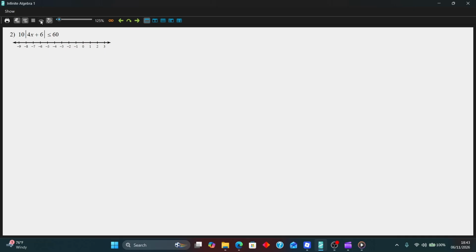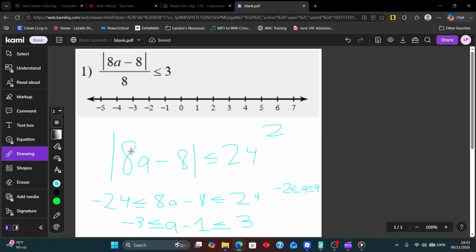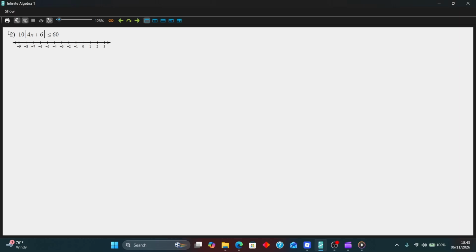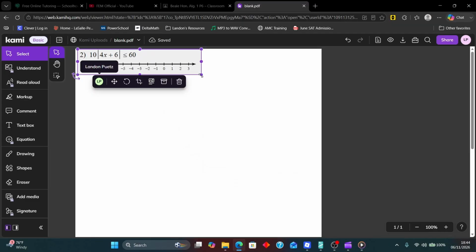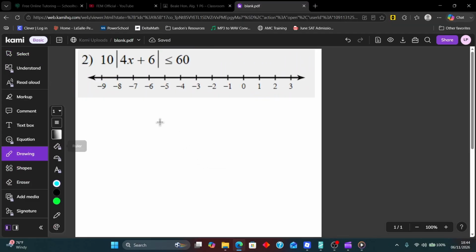Okay, negative 3, 0. Okay, let's go through this real quick. So what we want to do here for this one is divide each side by 10, which is going to give us negative 4x plus 6 is less than or equal to 6. And that's going to be negative 6 is less than or equal to 4x plus 6 is less than or equal to 6.